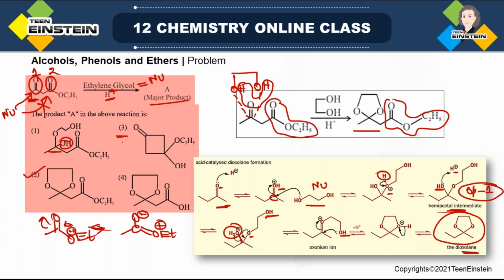Then option 3 is obviously not correct because we do not have any dioxolane type of structure. And option 4 is also not correct because here the ester group is converted to carboxylic acid. But that is possible only when there is hydrolysis. Hydrolysis means there should be H plus, there should be water. But in the arrow, it is mentioned only H plus. We are not using any water. So the ester group should remain intact. So that is why option 2 is the correct option.